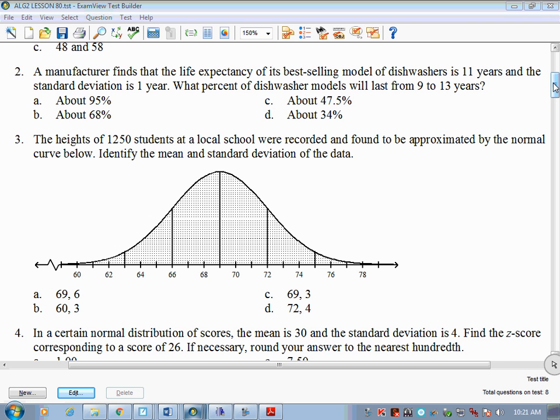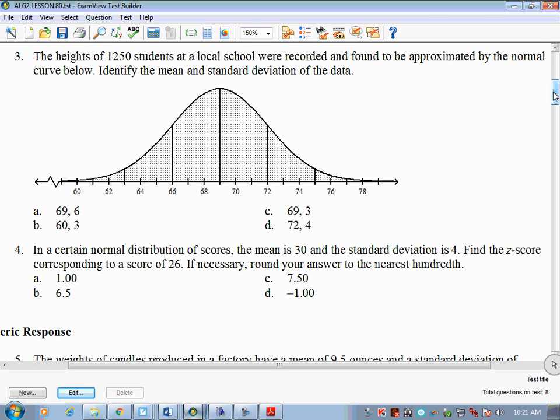All right, 3. The heights of 1,250 students at a local school were recorded and found to be approximated by the normal curve below. Identify the mean and the standard deviation of the data. Well, what's the mean of this data?